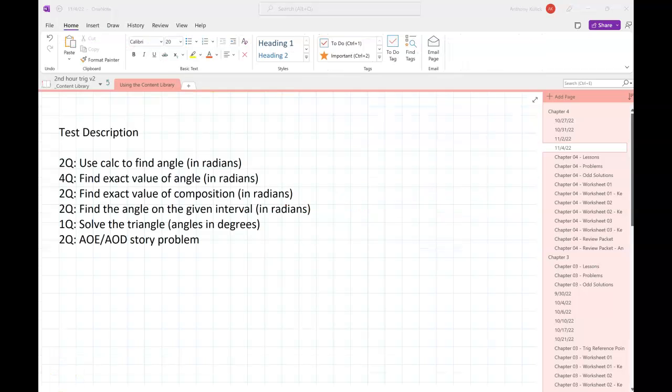So there's two questions where I ask you to use the calculator to find the angle in radians. No interval is given. So what does that mean?